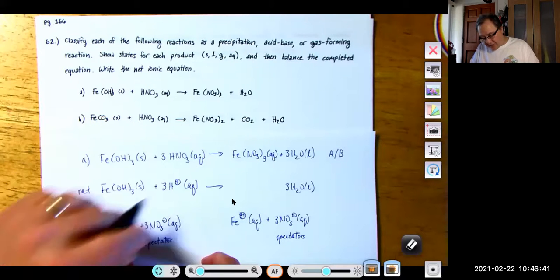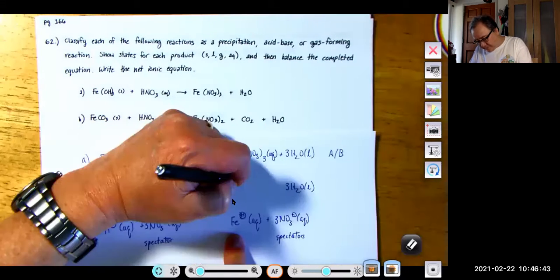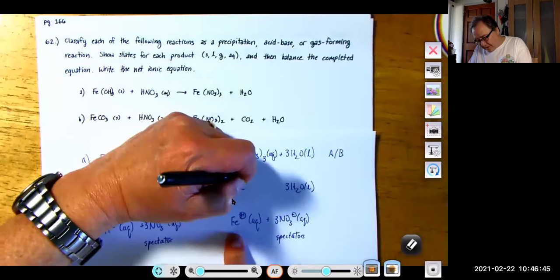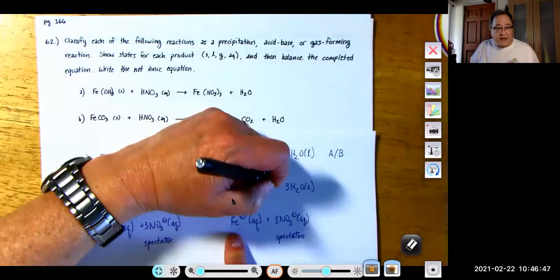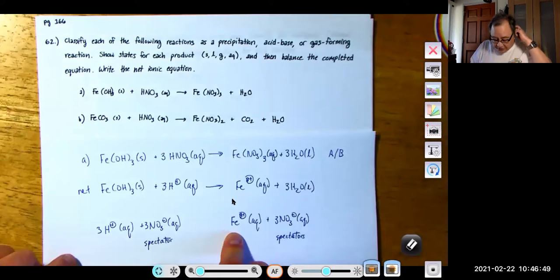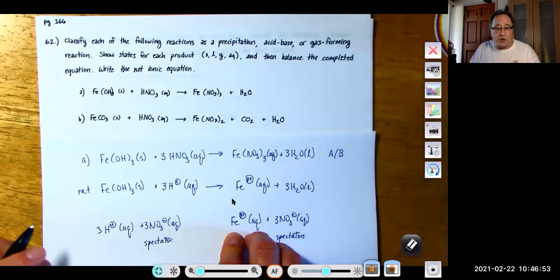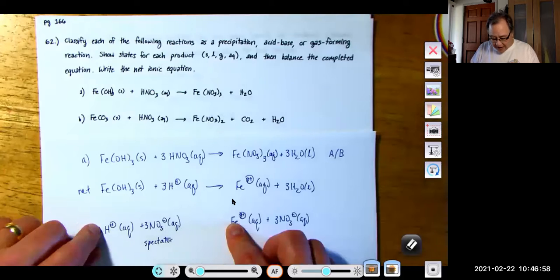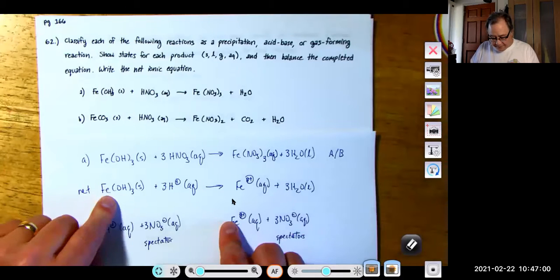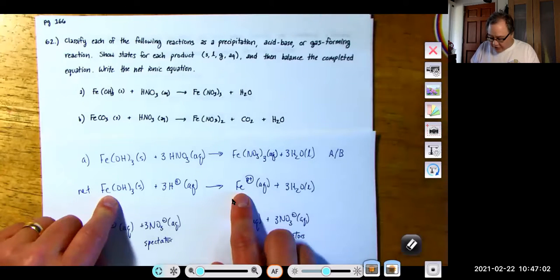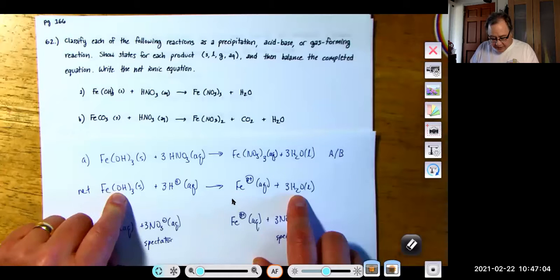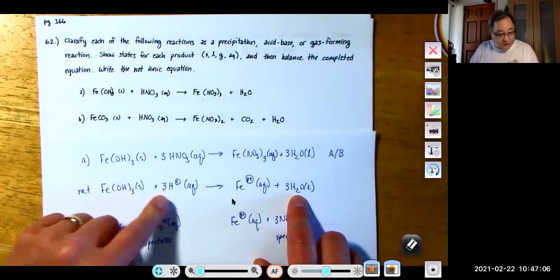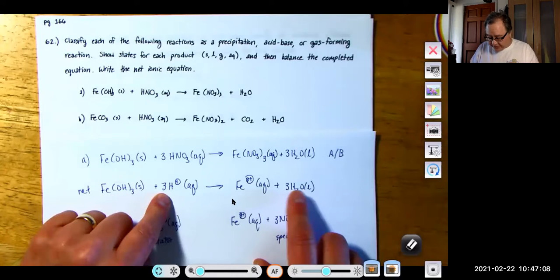And this one iron does. Now, if we've done this right, we will have the same atoms on both sides of the equation and the same charge total on both sides of the equation. So here we see we have one iron, one iron. We have three oxygens, three oxygens. We have three hydrogens and three hydrogens for 6. And here we have 6 hydrogens.